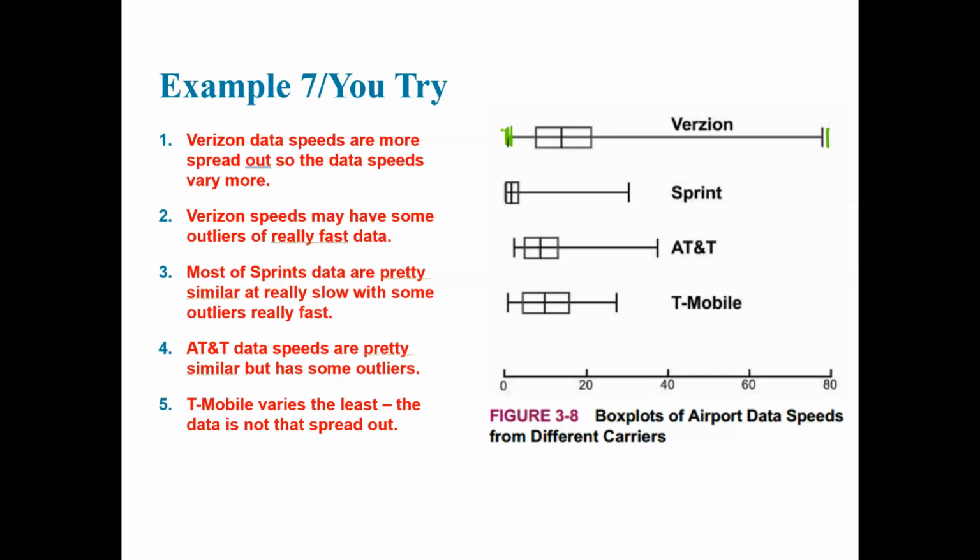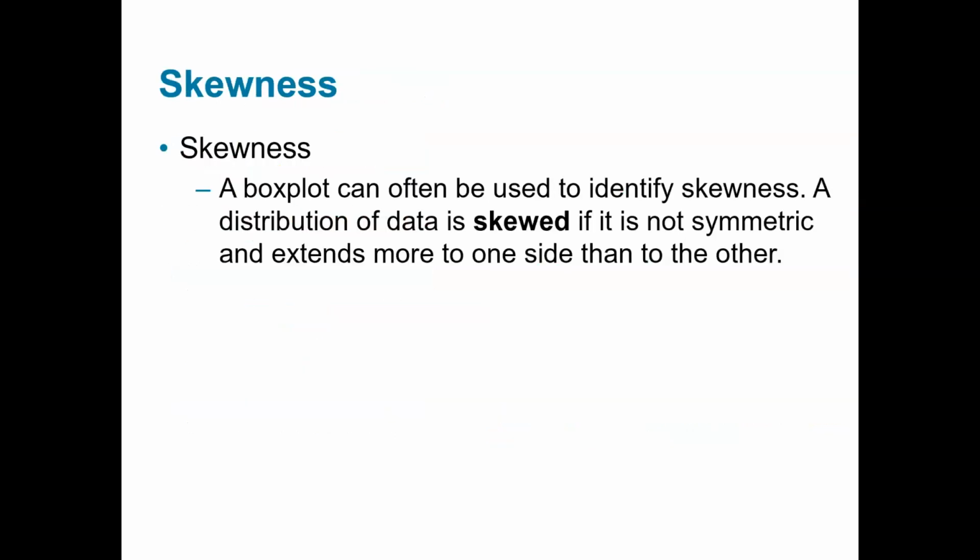We can also say that most of Sprint's data is pretty similar because it's all close together and it's really slow. We can also say that they probably also have some outliers that are really fast as well, comparatively, not as fast as Verizon. AT&T data speeds are pretty similar. We're all kind of looking in the same range, but it does have some outliers. And then T-Mobile, it varies the least. The data is the closest altogether. It's like the shortest box plot, so it's not that spread out. A box plot can be skewed. We just kind of saw that if it's not symmetric or extends to one or the other side.